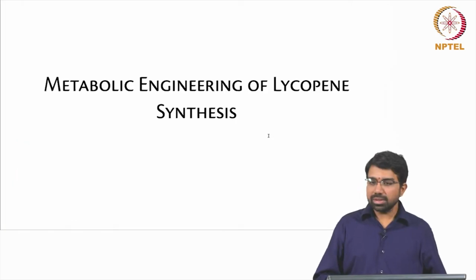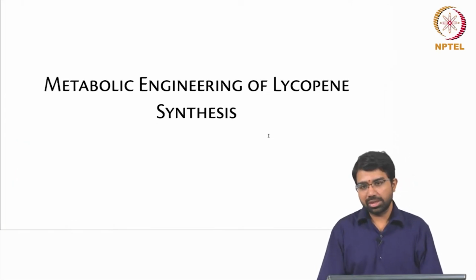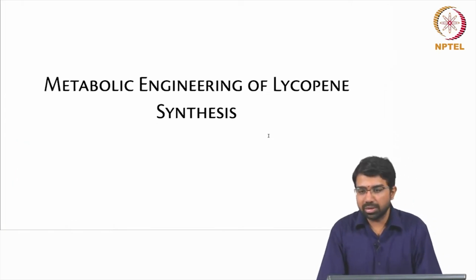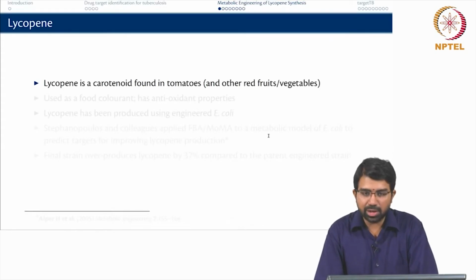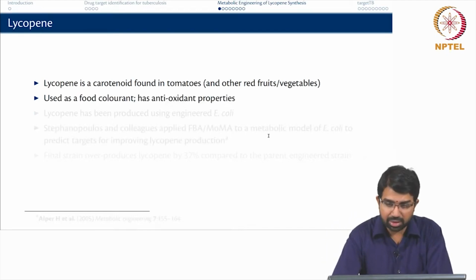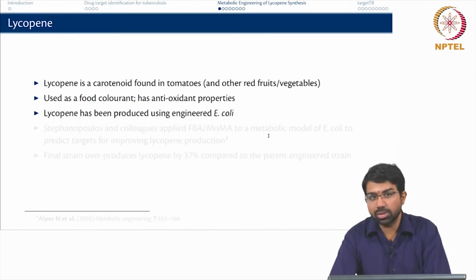So, the next example, let us switch to metabolic engineering. Lycopene is an important nutraceutical. It is a carotenoid found in tomatoes and other red fruits. It is used as a food colorant and has antioxidant properties, and it has already been produced using engineered E. coli.